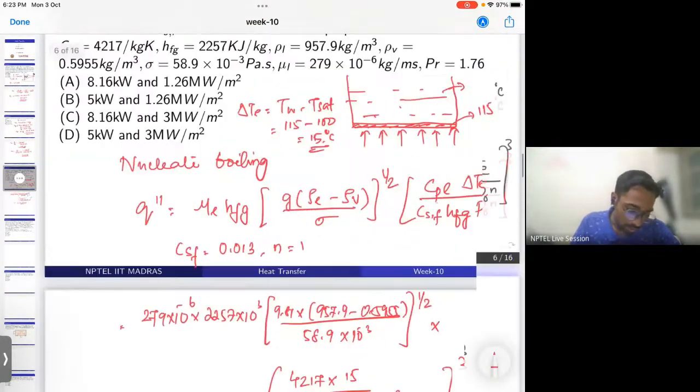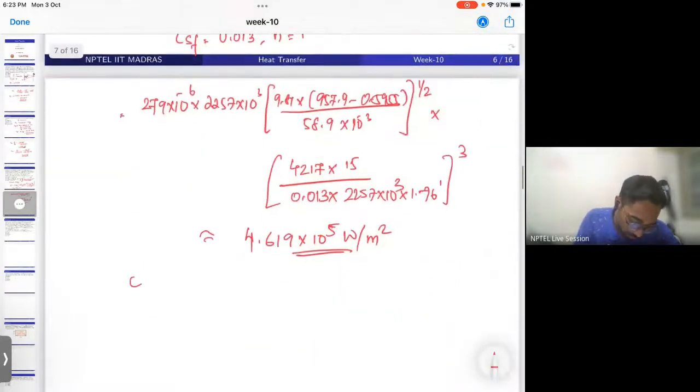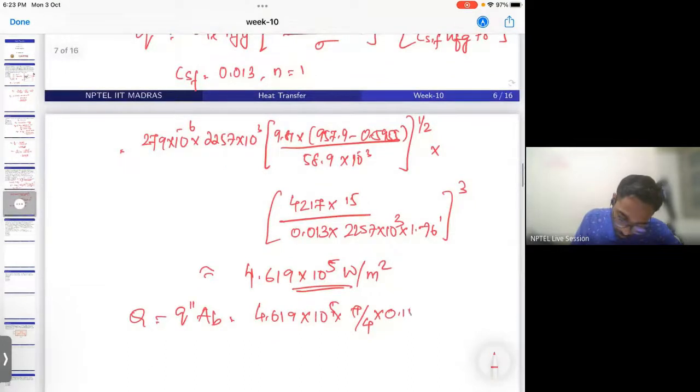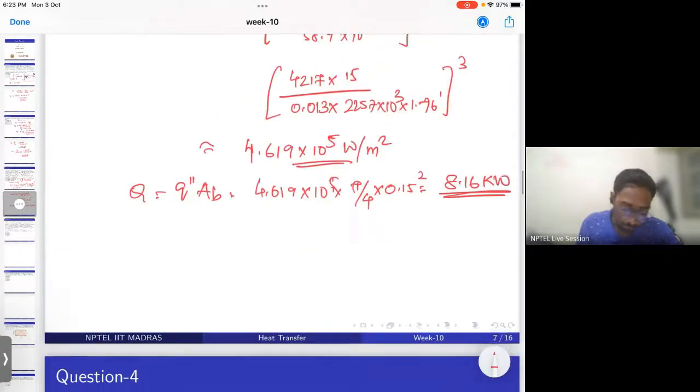Next, we are asked to find out the heat. So the heat is just q double prime into the base area, like 4.619 into 10 raised to 3, into pi by 4 into the base diameter, 150, so 0.15 whole squared. So it will come out to be around 8.16 kilowatts, which is the heat required to make this boiling.